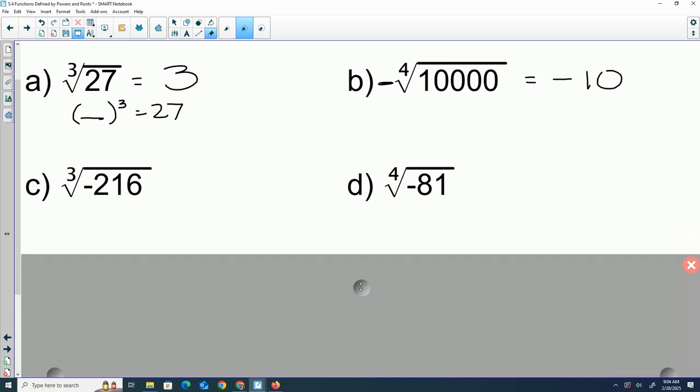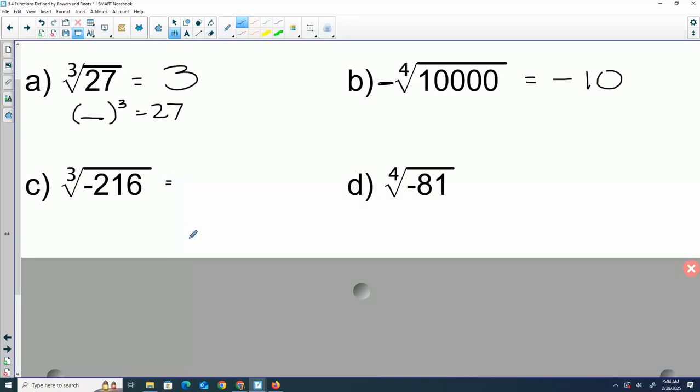All right, the cube root of -216. It's an odd root, so the negative isn't a problem. What does that give us? Make sure you can evaluate these. -6.